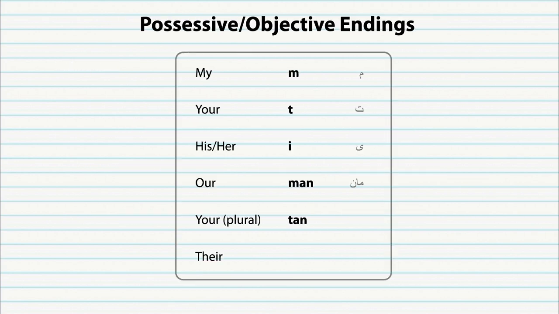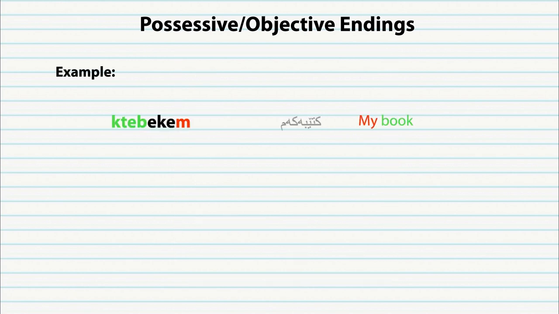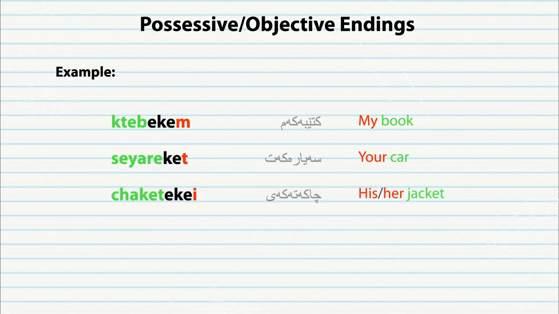Possessive endings. These are the possessive endings in the Kurdish language. For example, kitabakam, sayaraket, chakatakay, mamostakayan.